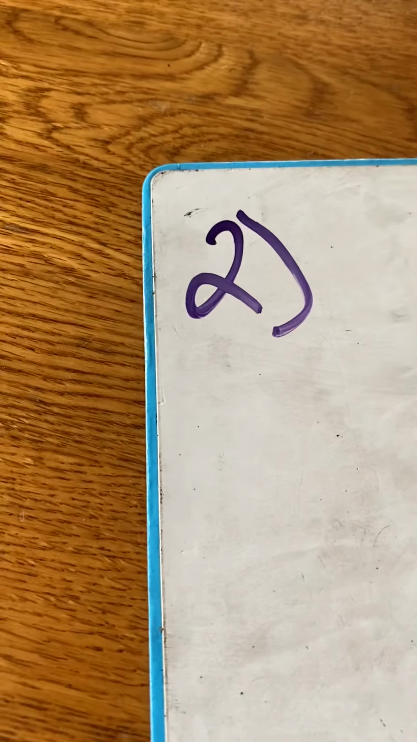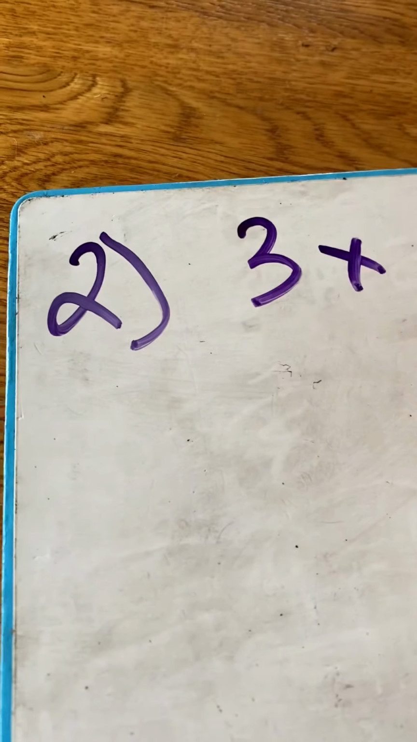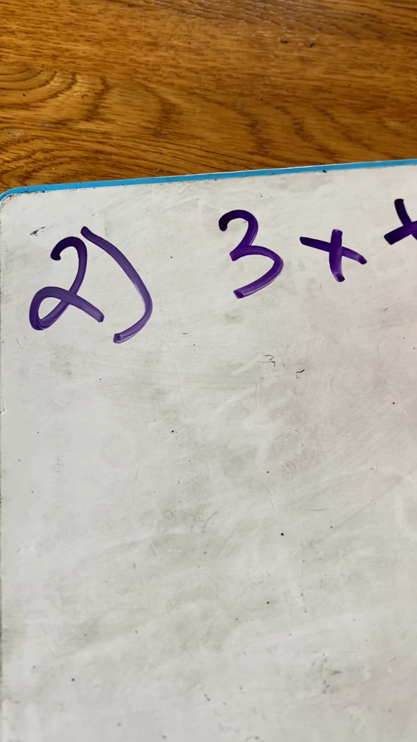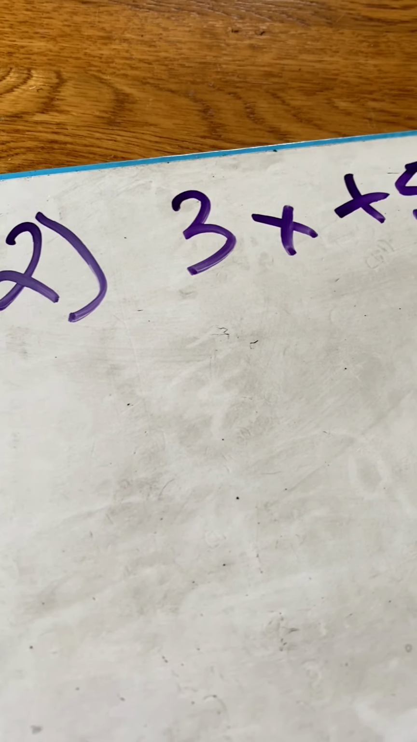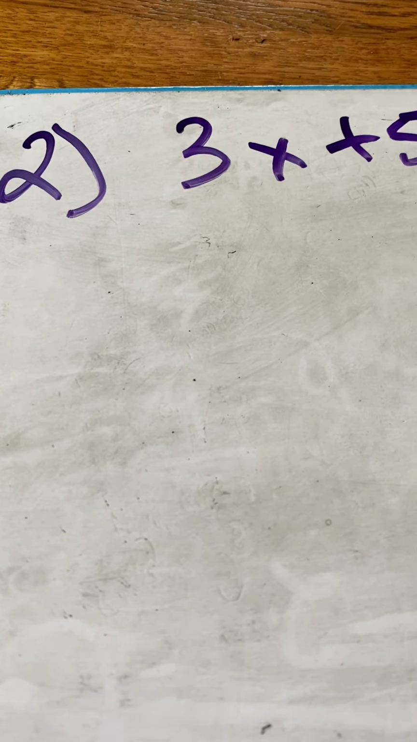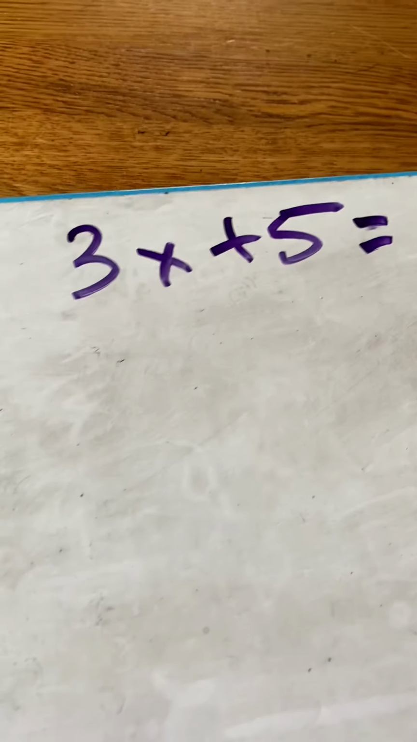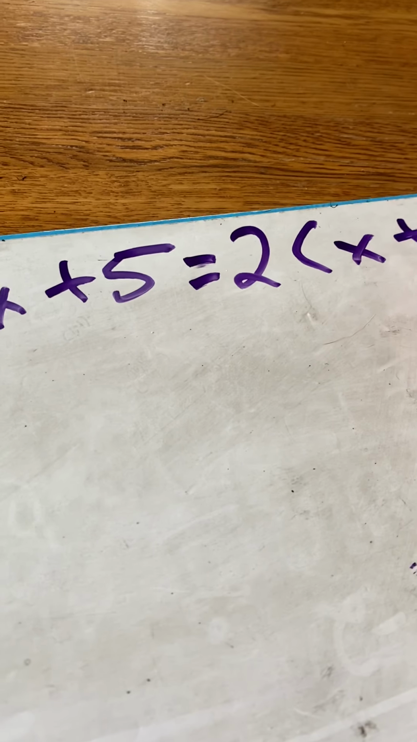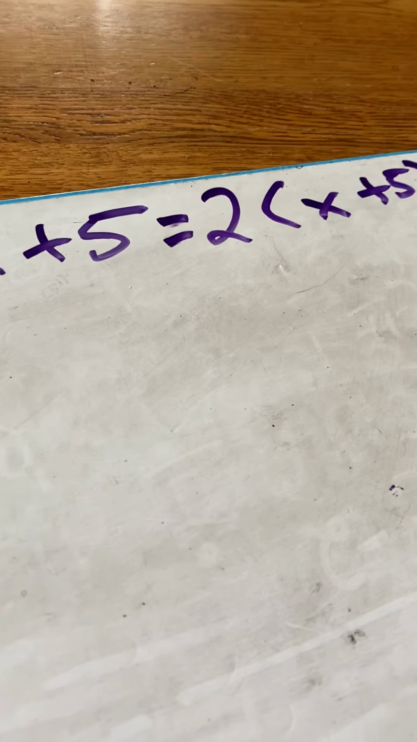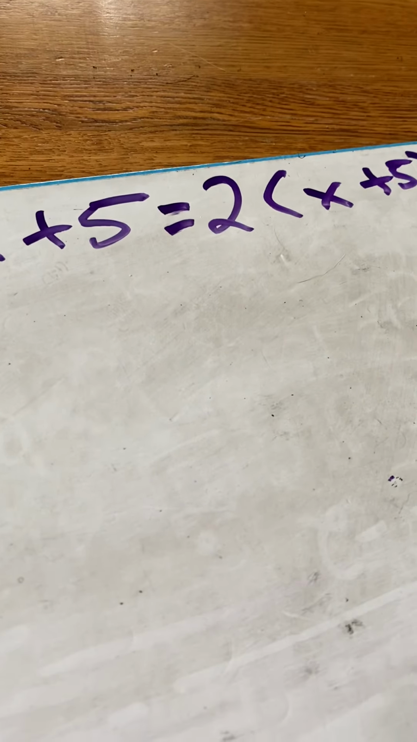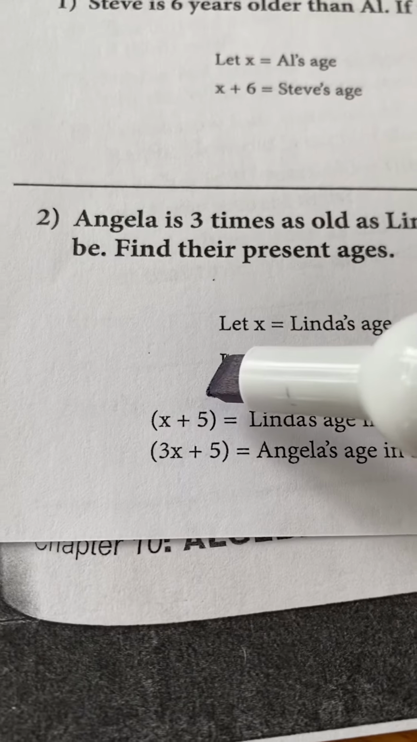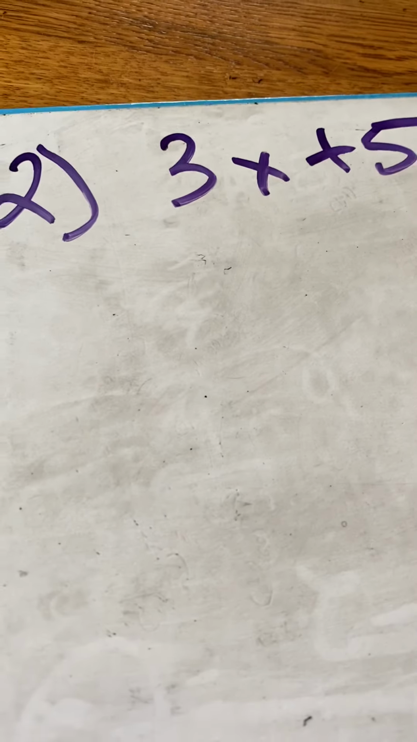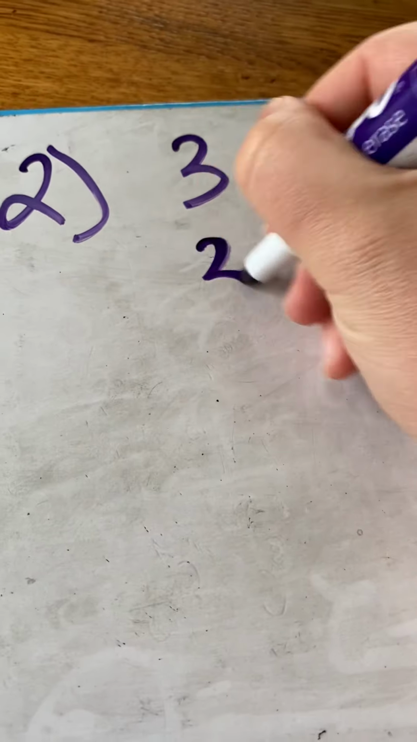So what we're going to do is 3X plus 5. We're getting the 5 because in 5 years, Angela will be twice as old as Linda will be. Equals 2x plus 5. Okay, so that's how we put it into Linda's age and Angela's age. Down here it shows you Linda's age in 5 years, Angela's age in 5 years. So we're going to keep the 3x plus 5.